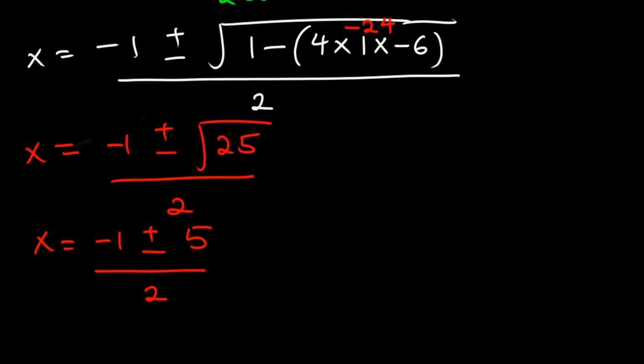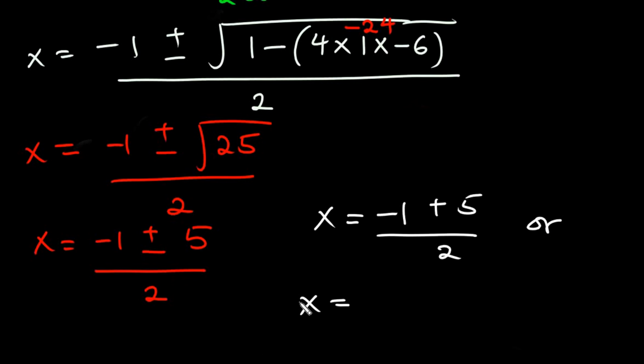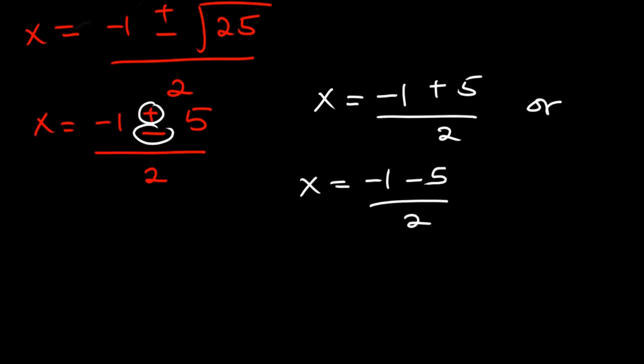So what do we have here? We have x is equal to either negative 1 plus 5 over 2, or x is equal to negative 1 minus 5 over 2. We said it could be either positive or negative 5. So for one case, we take it to be positive 5 and the other one negative 5. So this is going to be negative 1 plus 5.